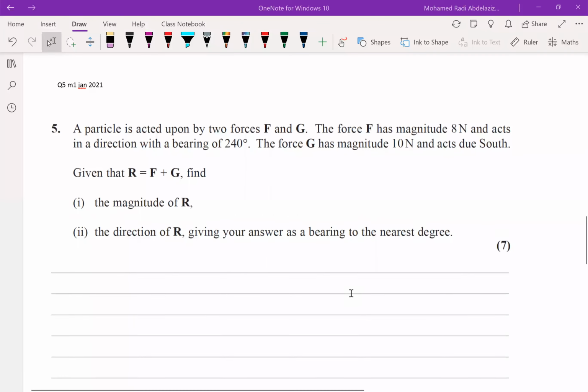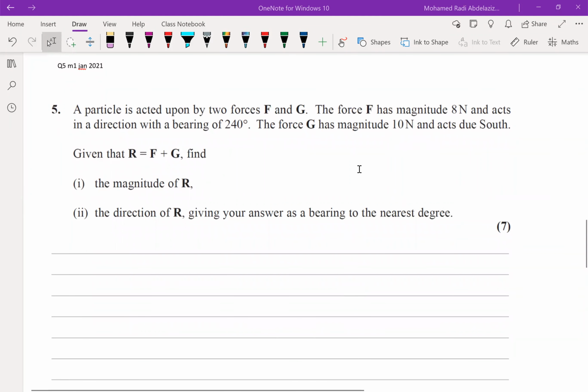Hi guys, in this tutorial I'm going to solve question number 5, Mechanics 1 January 2021 Edexcel.